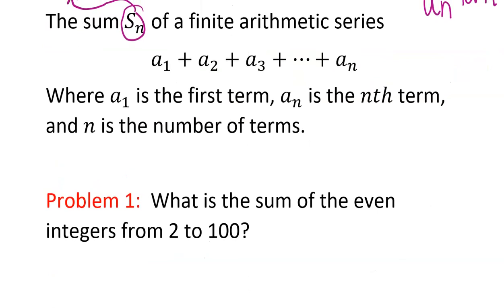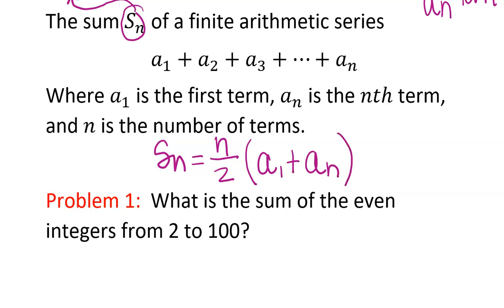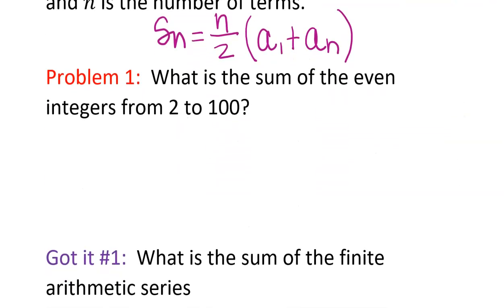We need a formula here that I forgot to put on there, or it got deleted. Write this down. S sub n equals n divided by 2. That would be the number of terms divided by 2. Parenthesis, your first term, which is A sub 1, plus your last term, which is A sub n. So let's practice using that formula.